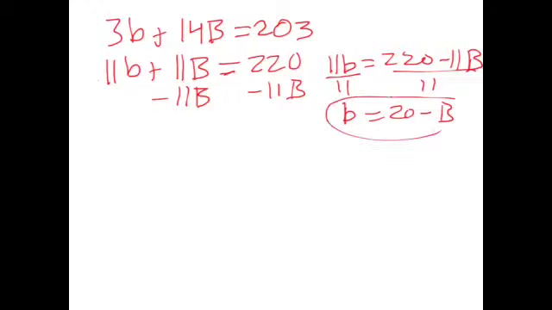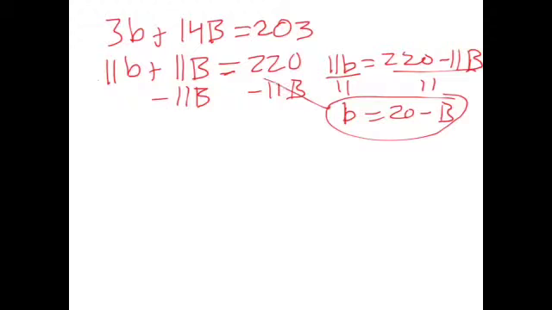And so what this tells us is that the number of small boxes is equal to 20 minus the number of large boxes. So there's 20 boxes. The cost of the small ones is equal to $20 minus the cost of the large boxes. So their total cost comes out to be $20.